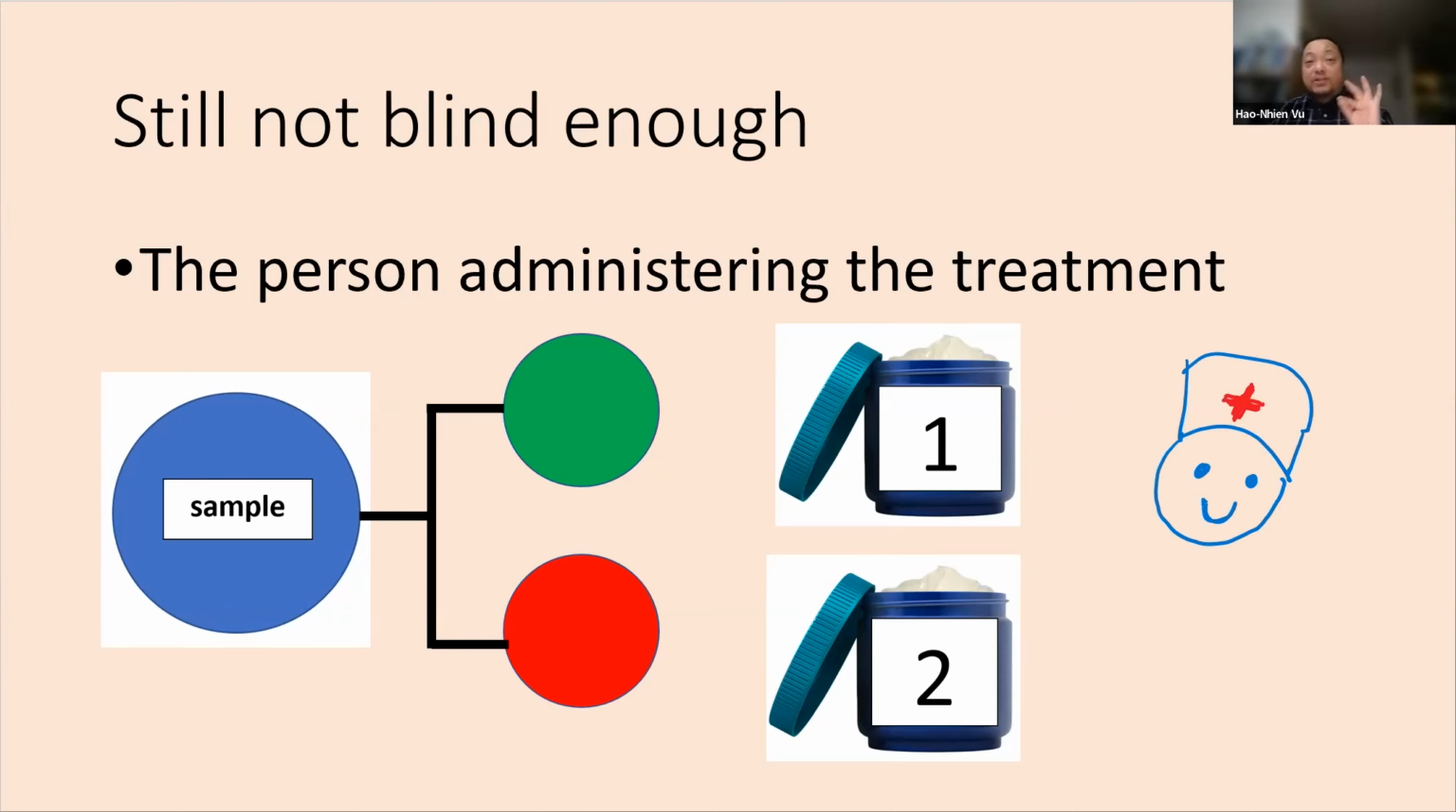That is good, but it's still not blind enough. There's a human being administering the treatment. That human being may, through facial expression or body language or something, betray to the subjects what it is they're getting. Right? If the nurse that's handing out the jars knows that number 1 stands for vapor up and number 2 stands for placebo, she may somehow inadvertently let the subjects know.